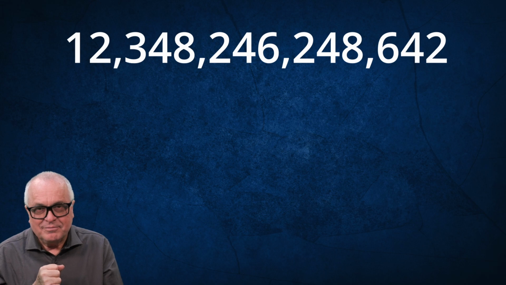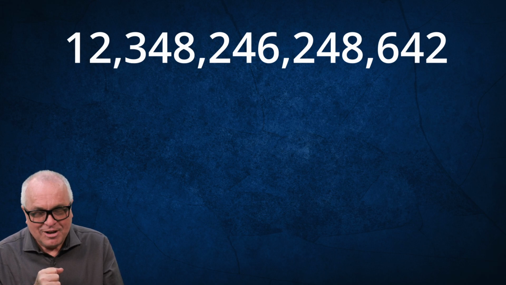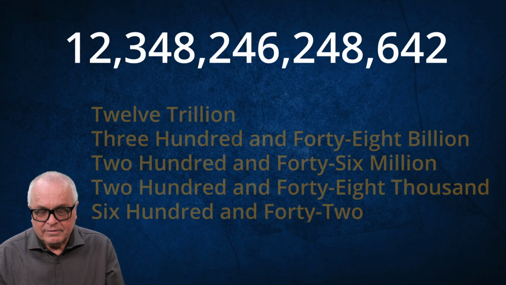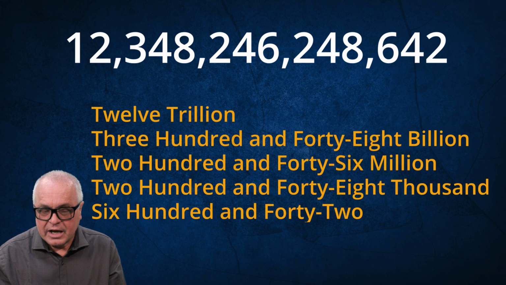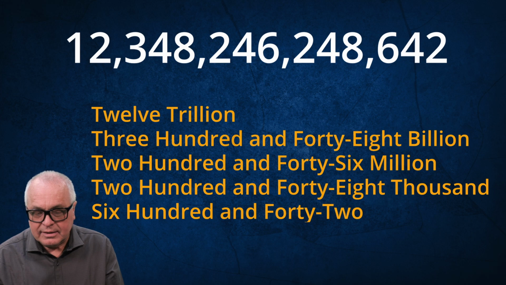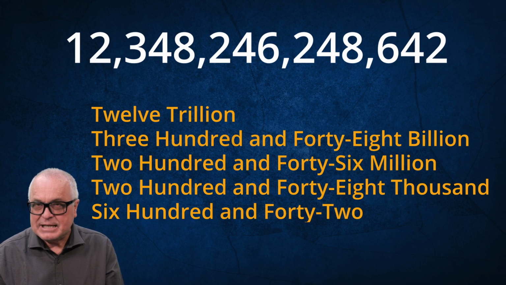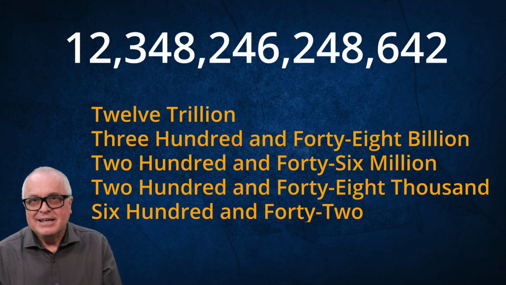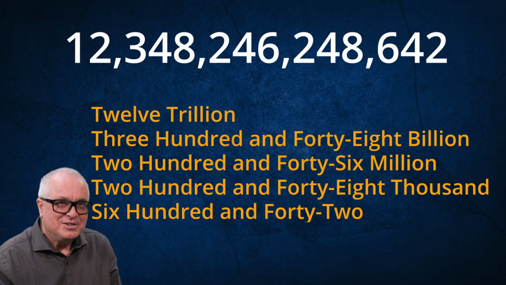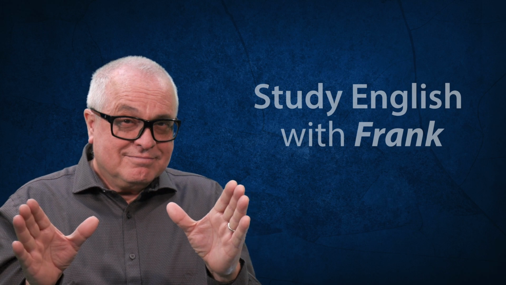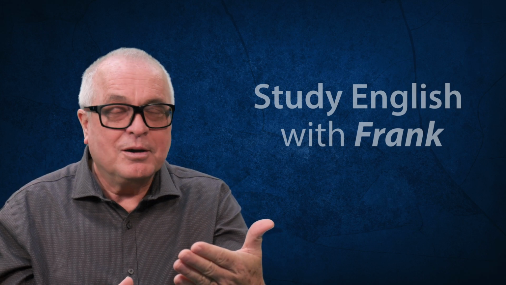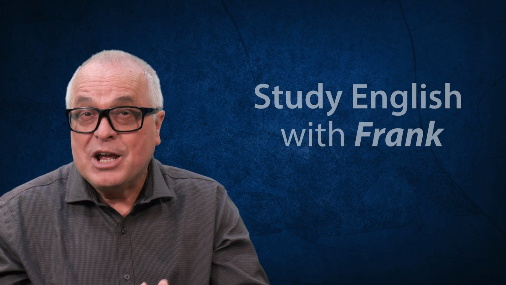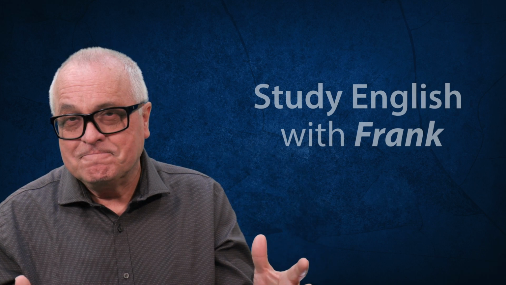For example, how would you say this number? Go ahead, try and say it out loud. It's a long number, isn't it? Takes a while to say it. 12 trillion, 348 billion, 246 million, 248,642. So there you have it. You are now able to look at a number based on the commas and the number of digits. You will know how to say that right up into the trillions.